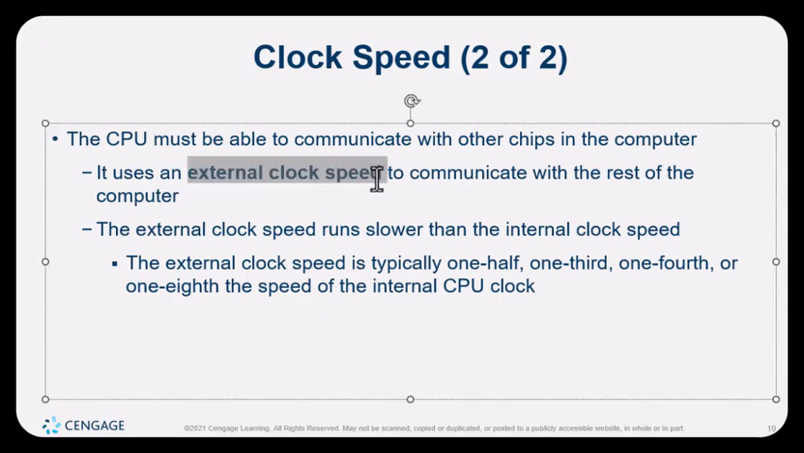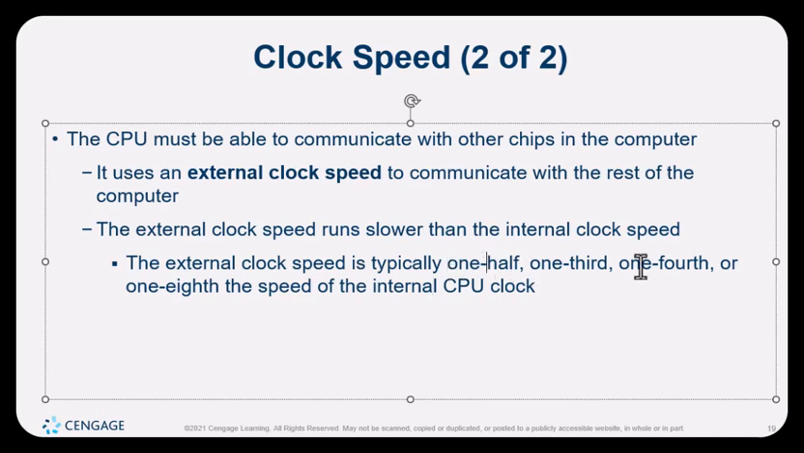Now, the external clock speed is on the motherboard, and it is used to run everything else. It's typically a half or a third or a fourth. It is some specific unit that is a multiple of, or I should say, what do you say in the opposite direction of a multiple? I'm sure there's a mathematical term, I can't think of it. But anyway, of the internal clock speed.